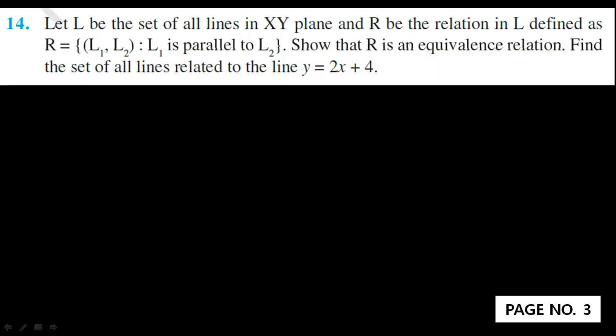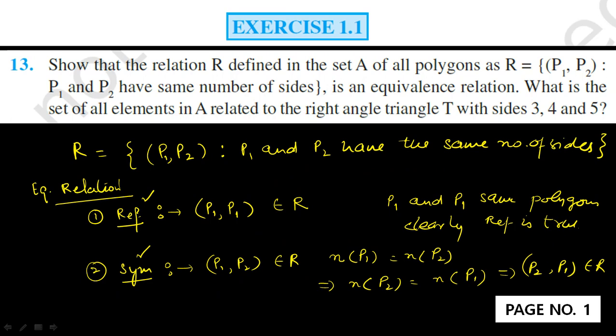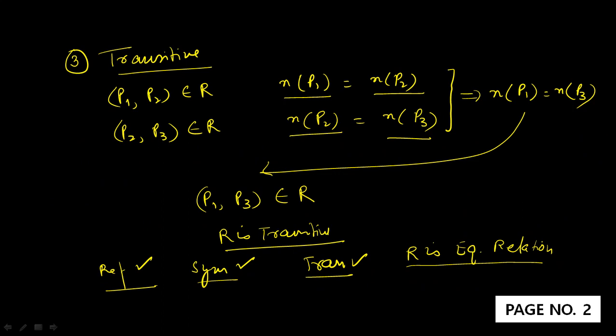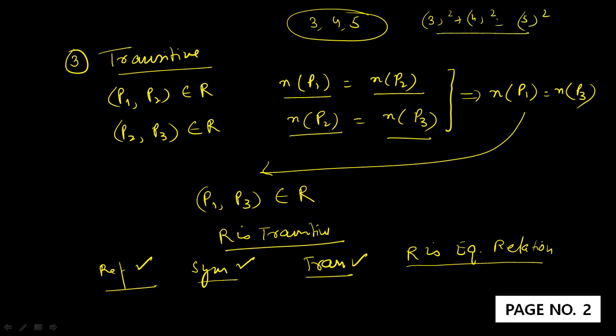Again, one more part is related to the statement. What is the set of all elements in A related to the right angle triangle T with sides 3, 4 and 5? What is the meaning of this? Suppose I am considering three elements 3, 4 and 5. Square of 3 plus square of 4 is clearly equal to square of 5. It means this set comprises Pythagorean triplets.